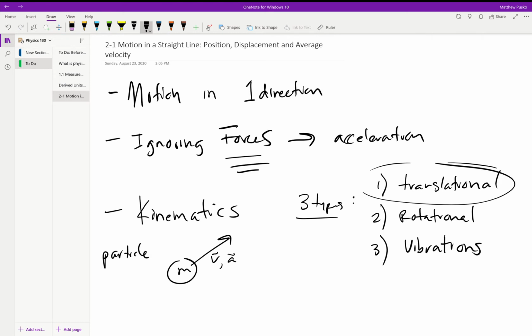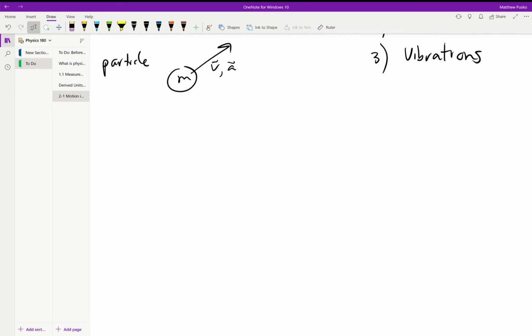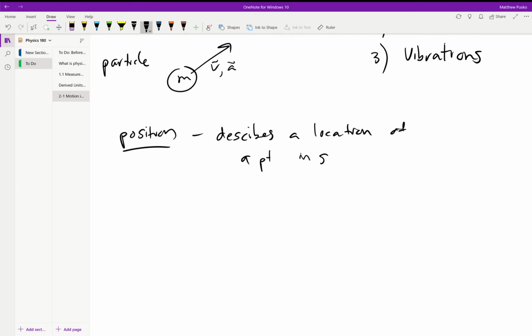Okay, so let's start out with a couple definitions. What is position? Position literally just describes a point in space, a location of a point in space, from a reference point.